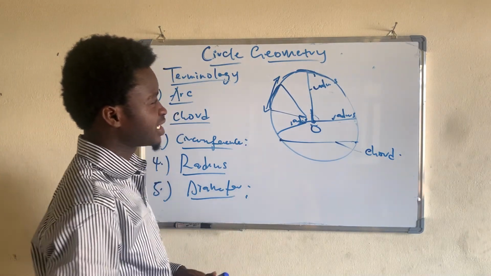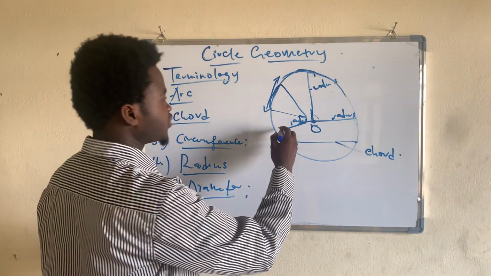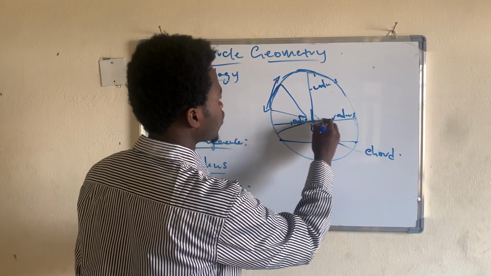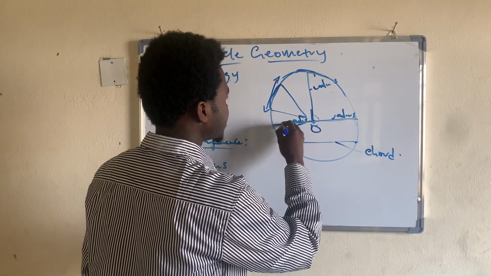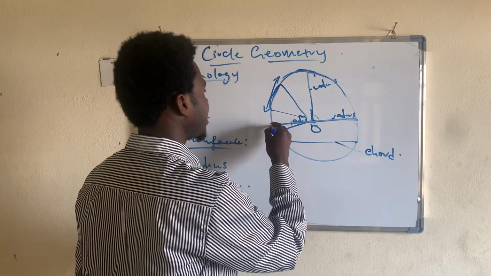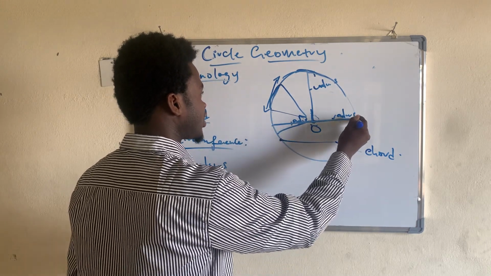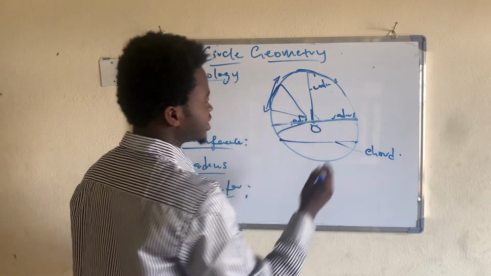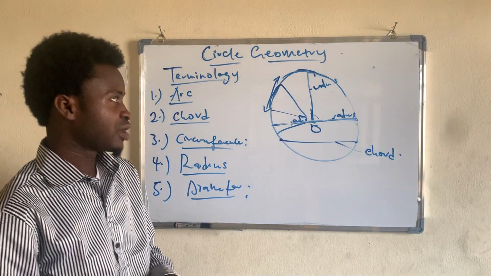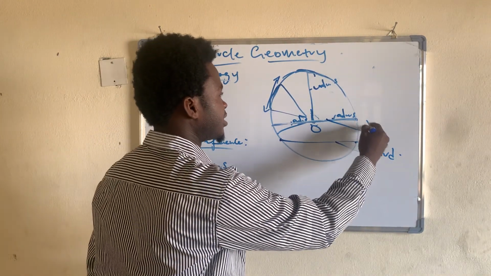We'll also talk about diameter. Diameter is a special type of chord that runs through the center of the circle. From one end point of the circumference to the other end point of the circumference that passes through the center of the circle is a special type of chord. So this is a diameter.